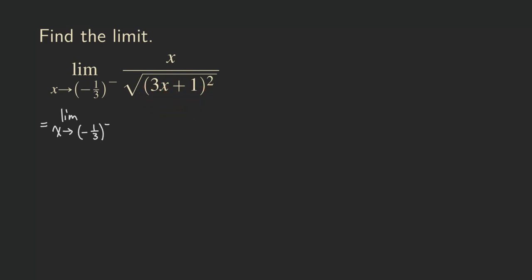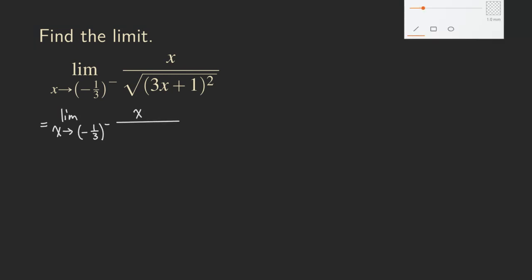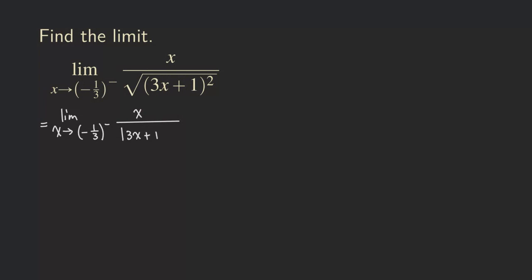But for this problem, instead of thinking about the two cases, we can simply rewrite this in absolute value form, okay? And so what does that mean? That means we can actually say that that's equal to the absolute value of 3x plus 1. Okay, so just that. And now let's analyze each part of the limit.